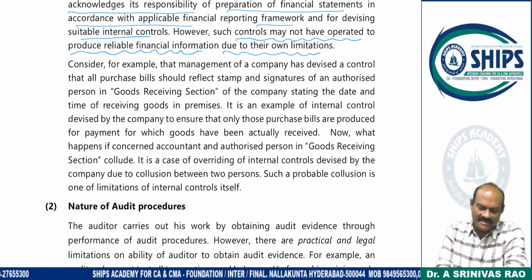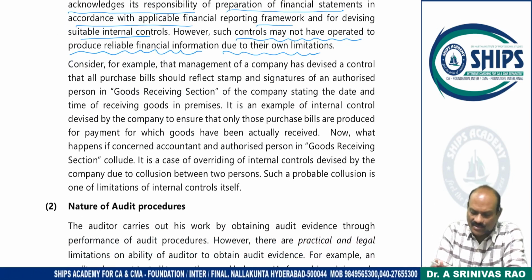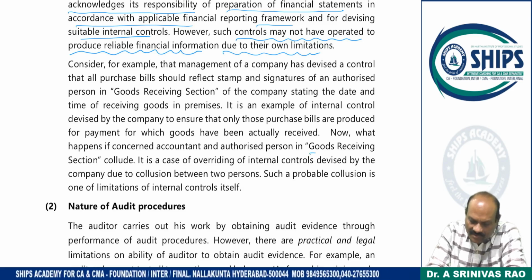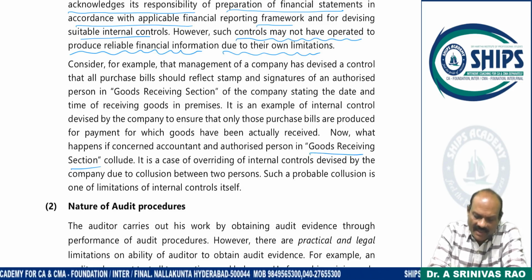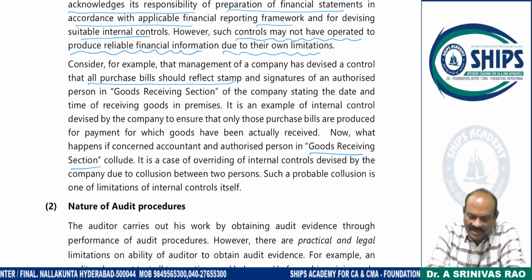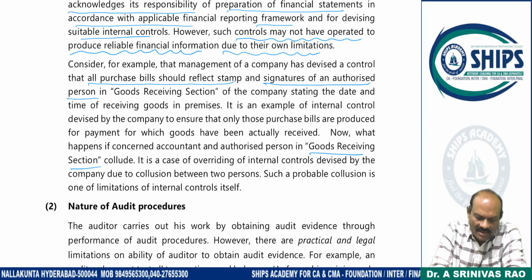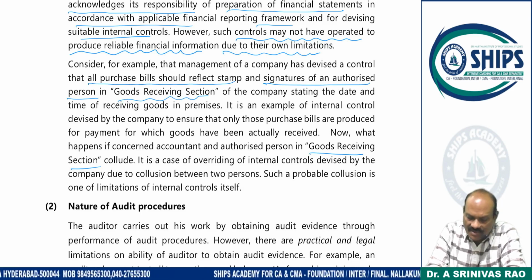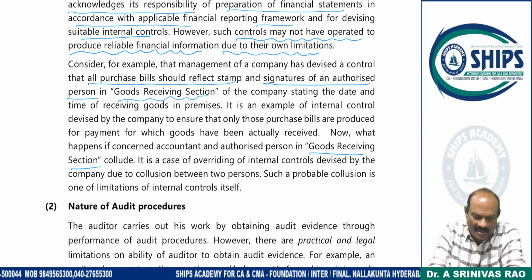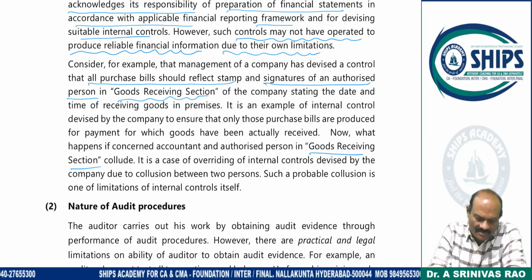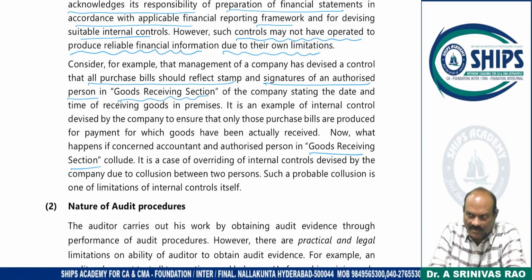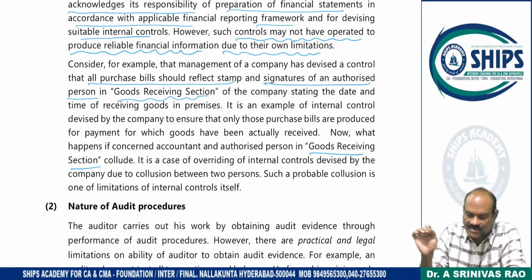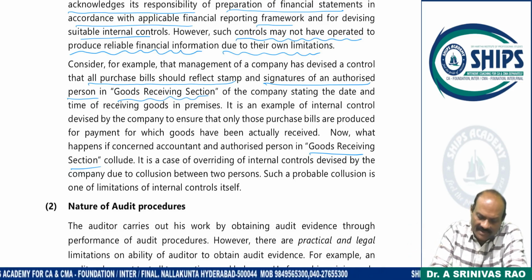Another one, consider an example. Of course, this is an example; in examination, you need not write it. Goods receiving section. Management of a company has devised an internal control: all purchase bills should reflect the stamp and signature of the authorized person of the goods received section of the company, stating the date and the time of receiving the goods in the premises. It is an example of an internal control system. Whenever you receive the goods, you have to write date, time and signature.